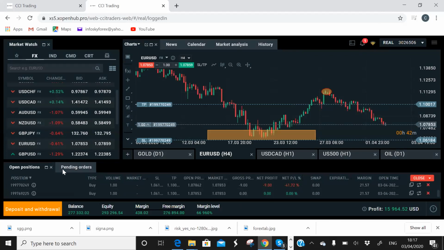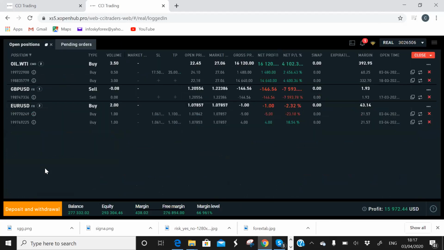$2 from the price. Then if you click here, you'll be able to see all my trading, all my positions, the position I have now. This is the position I just placed now. I'm getting $4. It has gone to $6. I have a buy of 3.5 volume on oil. This is oil, WTI oil. I'm getting about $16,000 here.